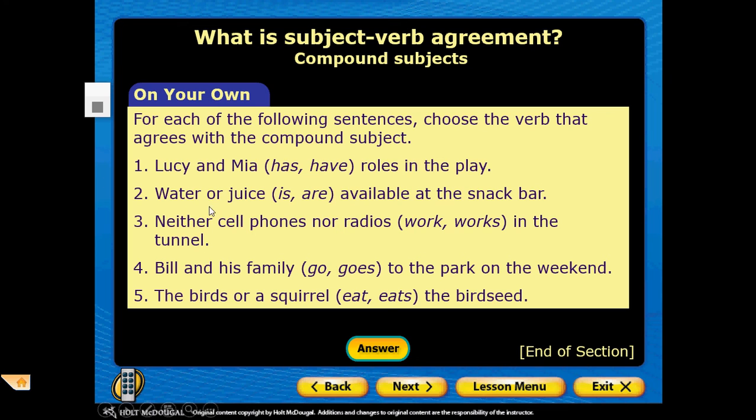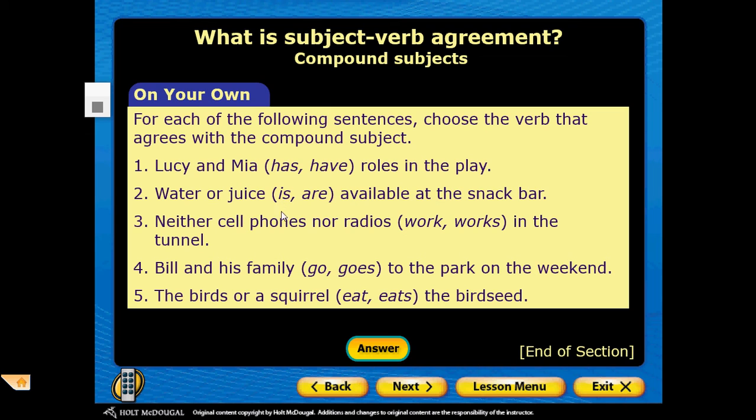Water or juice. So either one of them is or are available at the snack bar. So it's singular. I'm going to go for the one with the S. Remember, boys, I've said it like 40 times now: a singular verb means that it ends with an S. That's absolutely right.